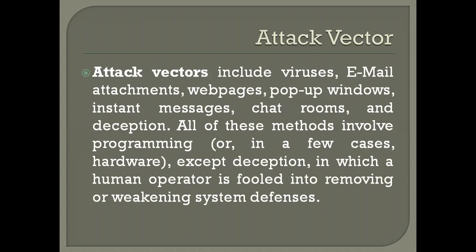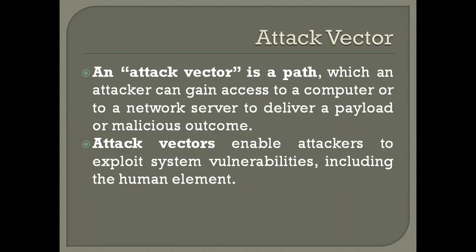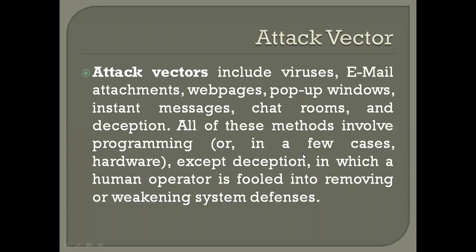Attack vectors include viruses, email attachments, web pages, and pop-up windows. This is very, very important. Pop-up windows are very important. How does it happen? When we click automatically, that is the human element, as we said in the previous point. We do it without knowing the information provided. Generally we click on chat and automatic pop-up windows, instant messages, chat rooms, and so on. Something we do wantedly or unwantedly. All these methods are involved.